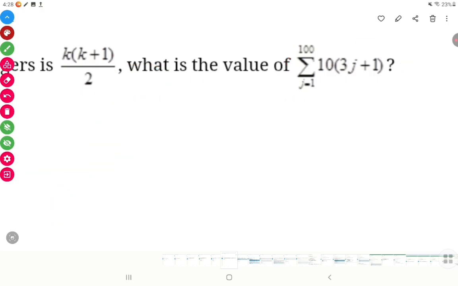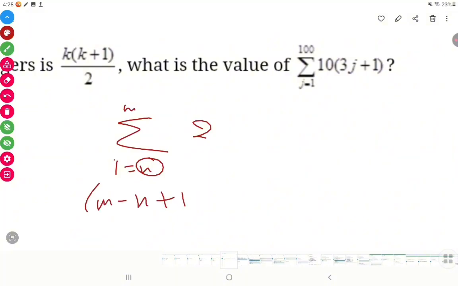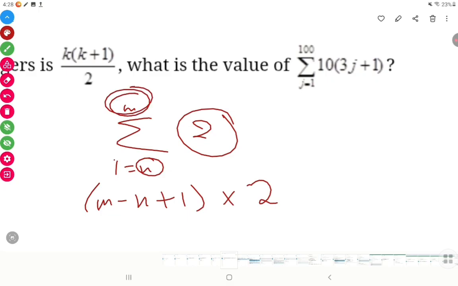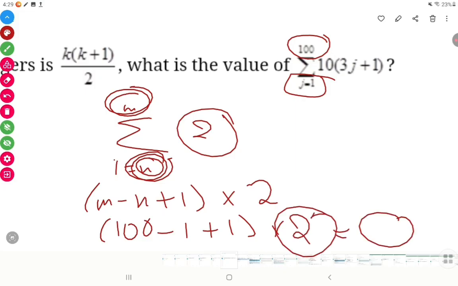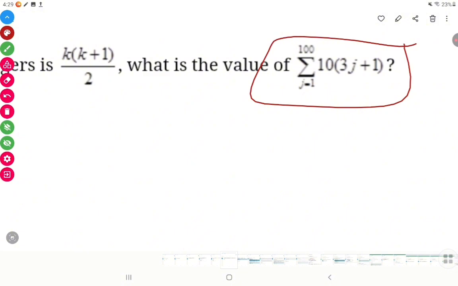And then last thing, if you have sigma of a constant, by constant I mean just a number, like for example 2. There's no variable involved, so there's no variable to substitute into. So when you have sigma of a constant, you do m minus n plus 1 times the constant number, which in this case is 2. M is the number on top over here, so in this case it's 100. Minus n, the number on the bottom over here, which in this case is 1. Plus 1, times 2. And then the number you get is the sigma of the constant number. That is how to solve this one.